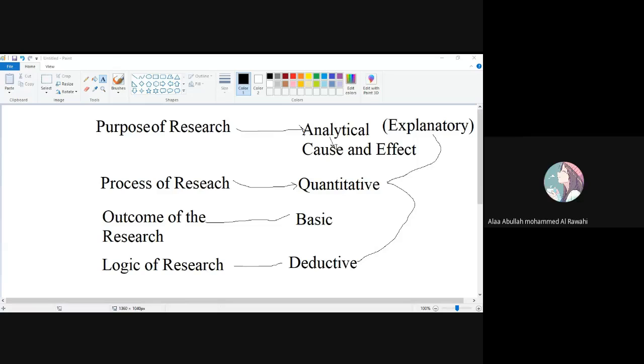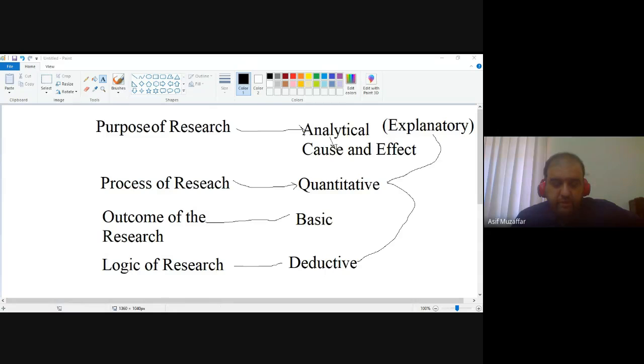If the purpose is exploratory, that means the process will be qualitative and the logic will be inductive. I will make it now. You just take a picture of it. I will also make it for exploratory. Okay, you are right, actually. Good.